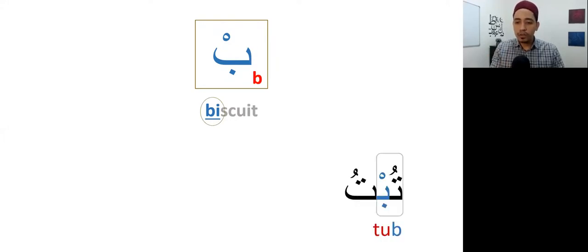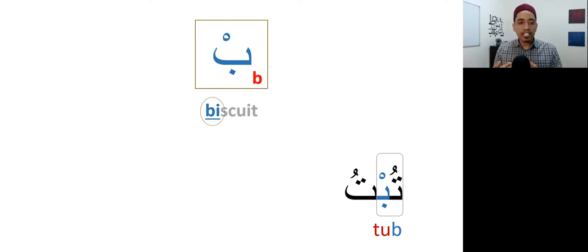Let's apply it in this word. We have the tu, then we have the b. Tuba, b, like biscuit. We still apply the reading of the sukoon with the letter before it as one syllable. However, this letter has an extra sound. So instead of being tu, it's going to be tuba, tu, b, like biscuit.